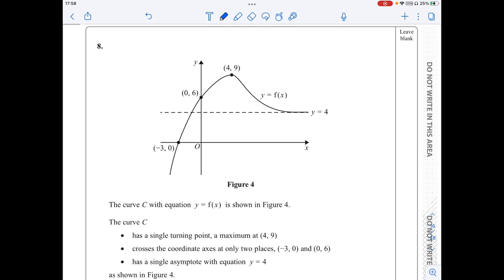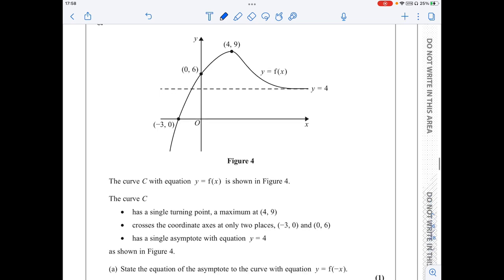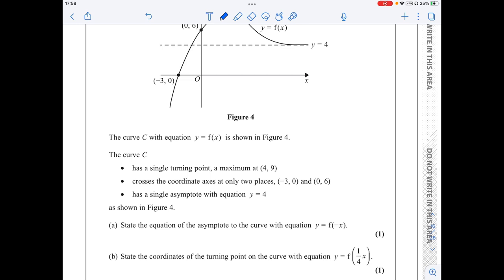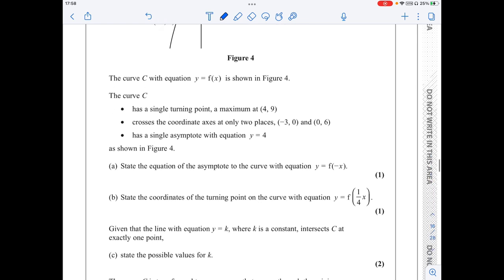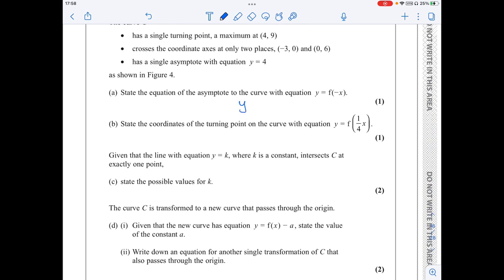Now question number 8. The curve C with equation y equals f of x is shown in the figure, has a single turning point at a maximum at (4, 9), crosses the coordinate axes at (-3, 0) and (0, 6), and has a single asymptote y equals 4. State the equation of the asymptote for y equals f of -x. It is a reflection on the y-axis. So whenever it is a reflection on the y-axis, it is going to remain the same. It's going to be y equals 4 itself.